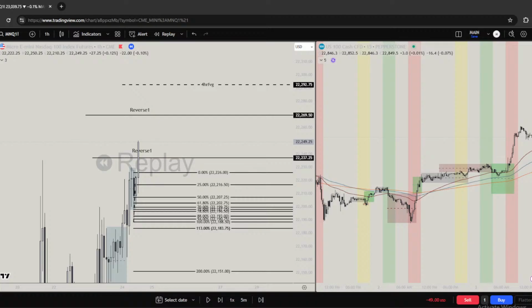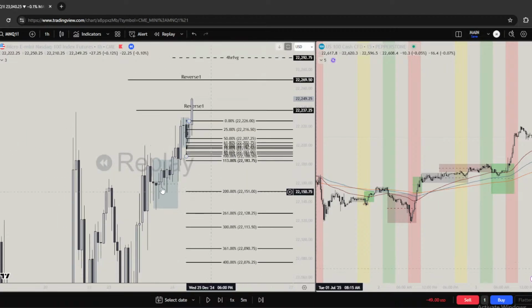Though, I use a mix of ICT, order flow, and value. I use a mix of things. Use my fib. Get a TV subscription and backtest. I got a TradingView subscription.